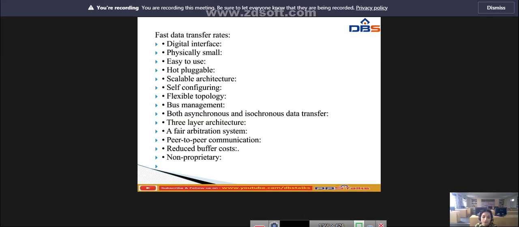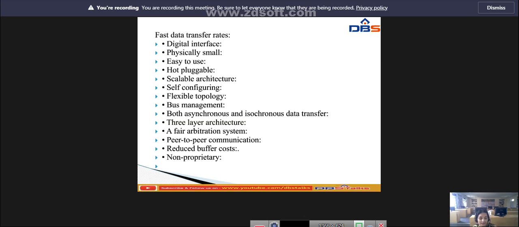Next is self-configuring, with no need for address switches. Flexible topology, up to 63 devices on up to 1023 buses, with a maximum of 16 hops and up to 4.5 meters between each device. Bus management is efficient for both large and small configurations. It supports both asynchronous and synchronous data transfer, guaranteeing bandwidth with low overhead.